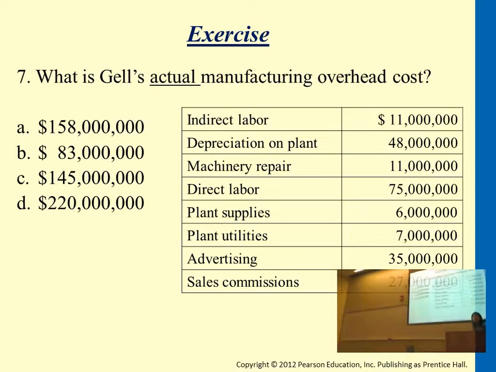What do you want? Do you want the accounts or the amounts? Tell me the accounts first. Indirect labor, 11 million. What else? Depreciation on plant. Machinery repair, good. Plant supplies, 6 million. Plant utilities, good. Anything else? Nope. So what did you get at the end? 83 million. Good, very good.